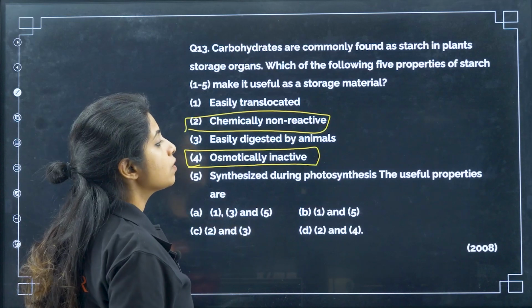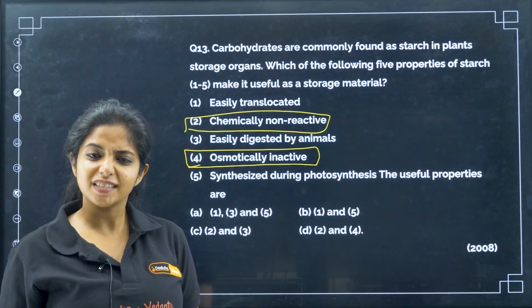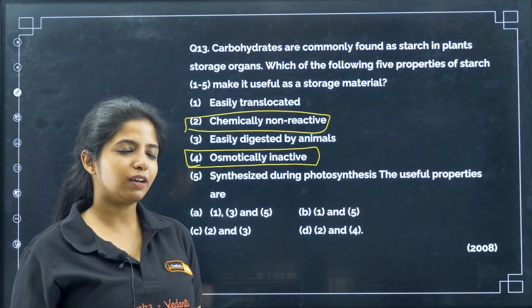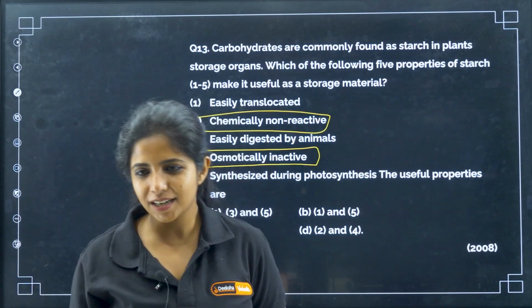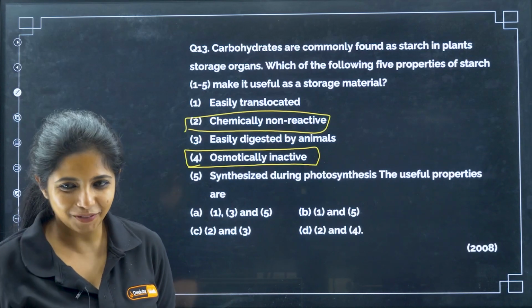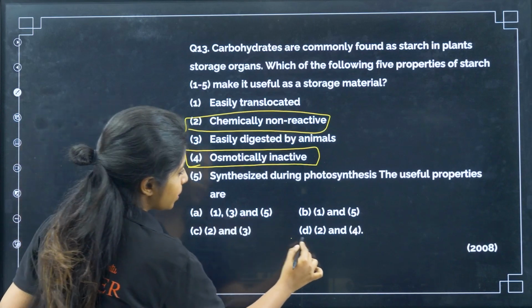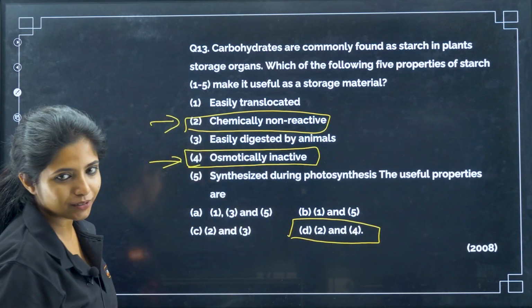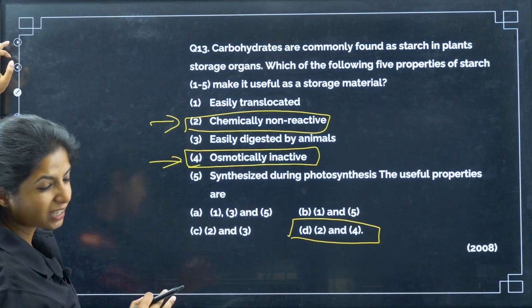Now, synthesized during photosynthesis? Yes, it is. So, it is actually glucose that is synthesized, but glucose is stored in the form of starch. But again, do you think it is a reason? No. What is the reason for this? The reason is 2 and 4. So, your answer becomes 2 and 4. Okay, because it is non-reactive and also it is osmotically inactive.